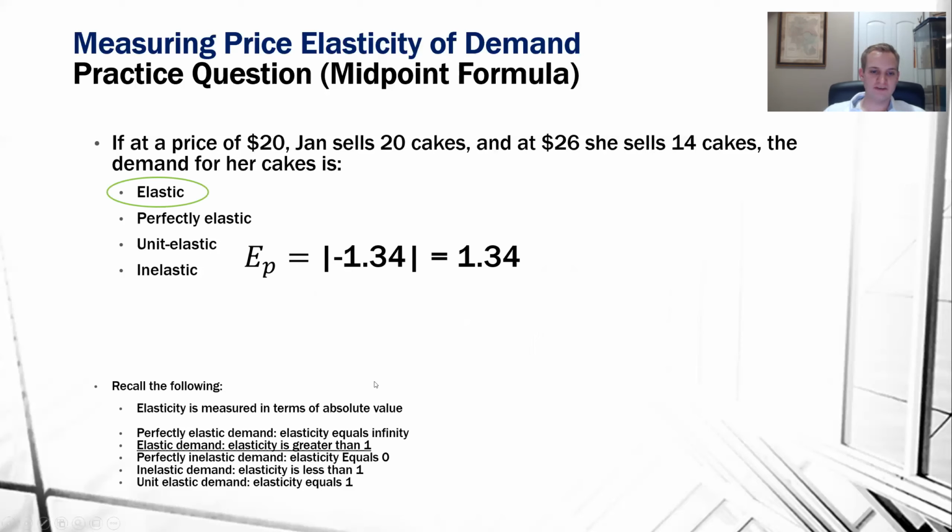Let's refer back down to our helpful reminders. What does 1.34 correspond with? Well, 1.34 is greater than 1. Therefore, we're looking at an elastic demand. Elastic is one of our options. That's our answer.